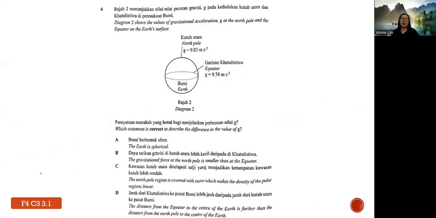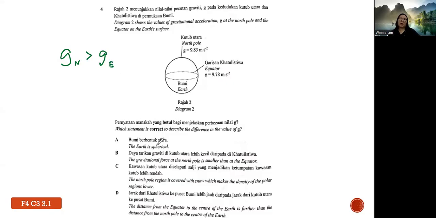Next, number 4. Diagram 2 shows the value of gravitational acceleration at the North Pole and the equator of the Earth's surface. So which statement is correct to describe the difference in the value of g? So obviously on the North Pole, what happened to the value of g? The g at the North Pole is actually 9.83, then the equator is 9.78. So it's more than the value of g at the equator.